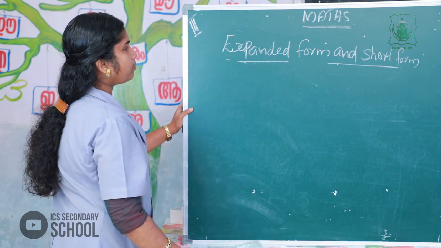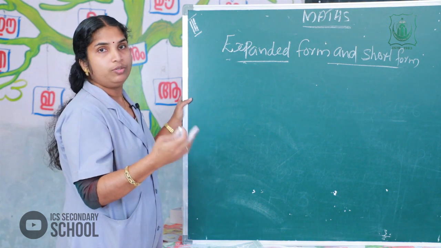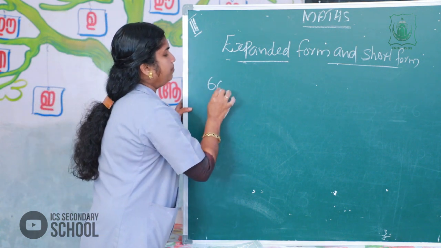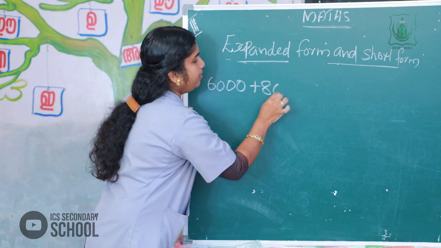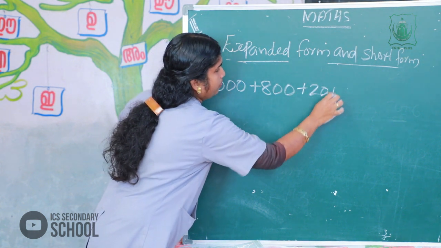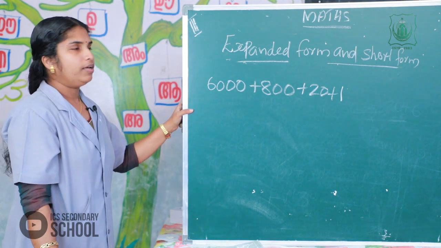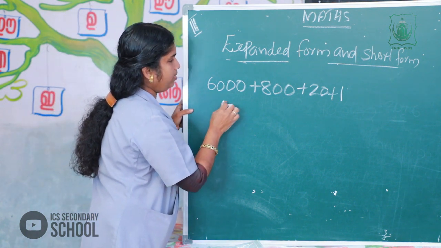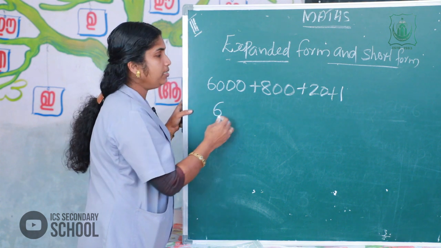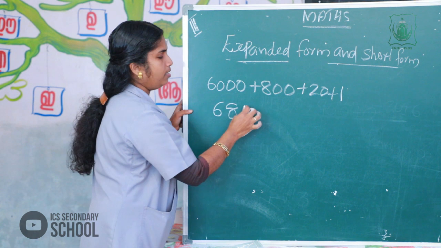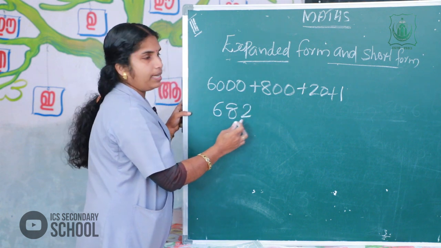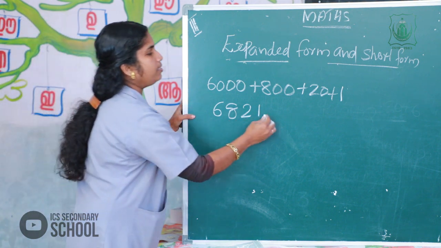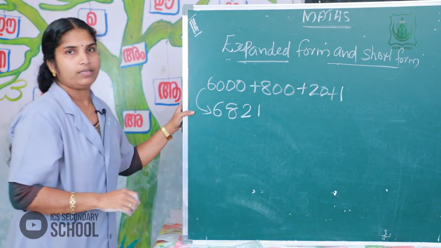Okay. Next, consider the expanded form and try to write the short form. 6000 plus 800 plus 20 plus 0. We get the answer: 6 in the thousands place, 8 in the hundreds place, 2 in the tens place, 0 in the ones place. 6,820. This is the short form of this number.